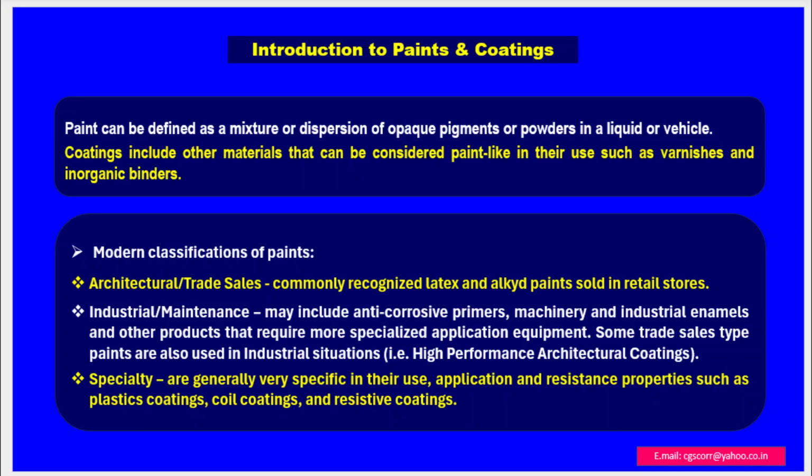Introduction to Paints and Coatings. Paint can be defined as a mixture or dispersion of opaque pigments or powders in a liquid or vehicle. Coatings include other materials that can be considered paint-like in their use, such as varnishes and inorganic binders.